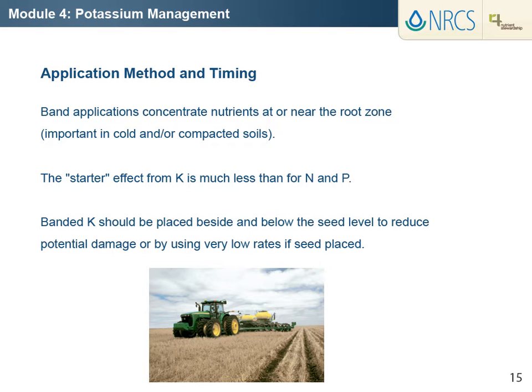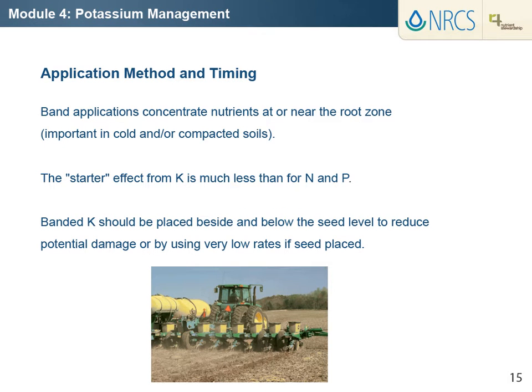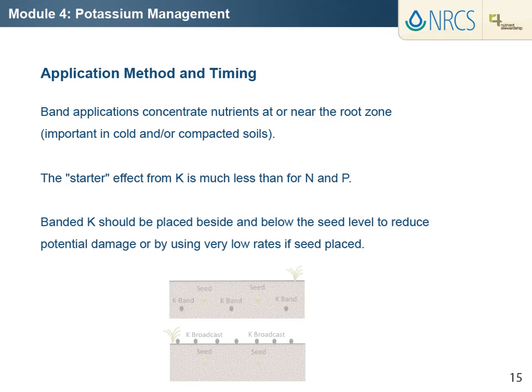There are many ways of applying potassium to crops, and most considerations, except for the additional potential of salt effects, are similar to those for phosphorus fertilizers. Band applications concentrate nutrients at or near the root zone, which is important for young plants with limited root systems, particularly in cold and/or compacted soils. However, the starter effect from potassium is much less than for nitrogen and phosphorus, and too much potassium fertilizer close to the seed can reduce seed germination and injure roots due to high salt concentrations.